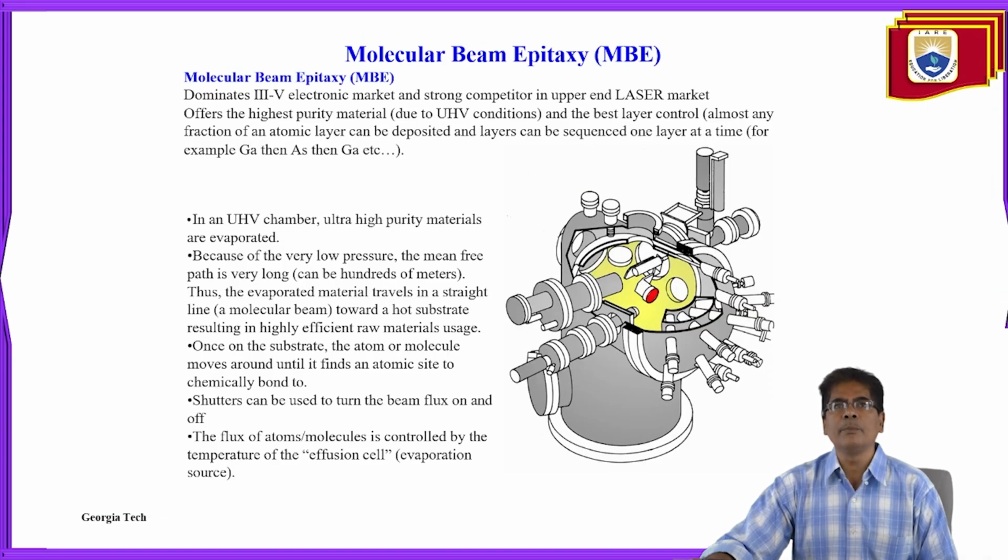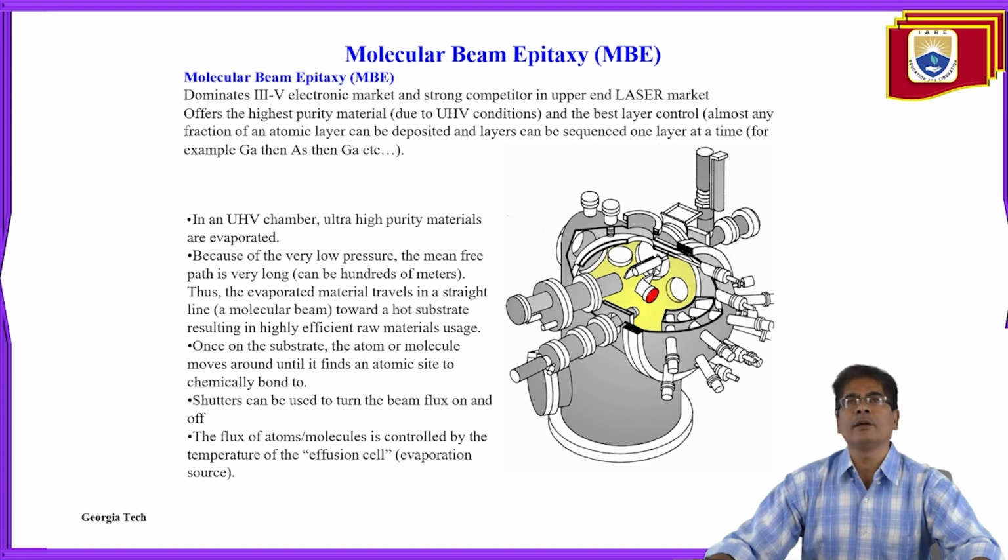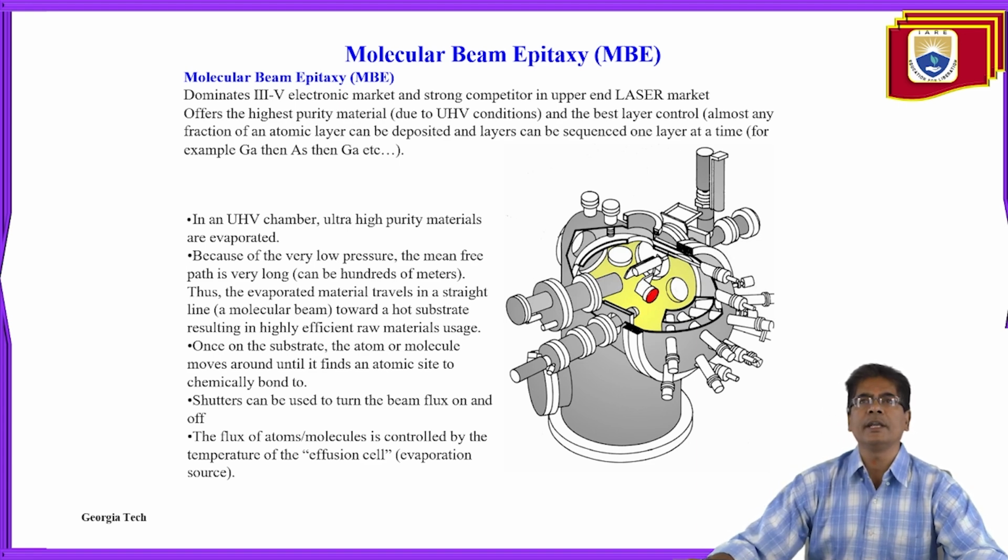In the case of molecular beam epitaxy, it dominates the III-V electronic market and is a strong competitor in the optical and laser market, and offers the highest purity material due to ultra high vacuum conditions and the best layer control. Almost any fraction of an atomic layer can be deposited, and layers can be sequenced one layer at a time. For example, gallium, then arsenic, and then gallium. So like that, there will be alternating deposition, right?